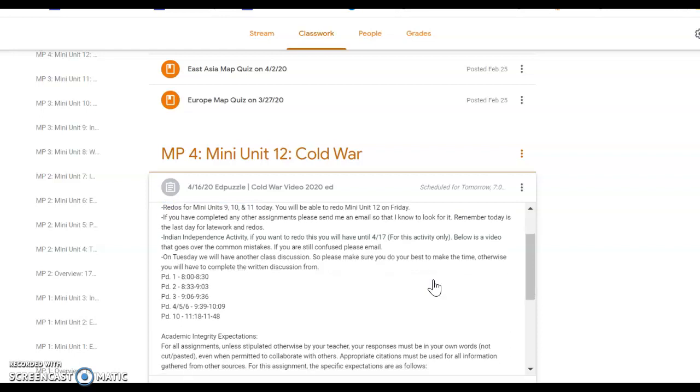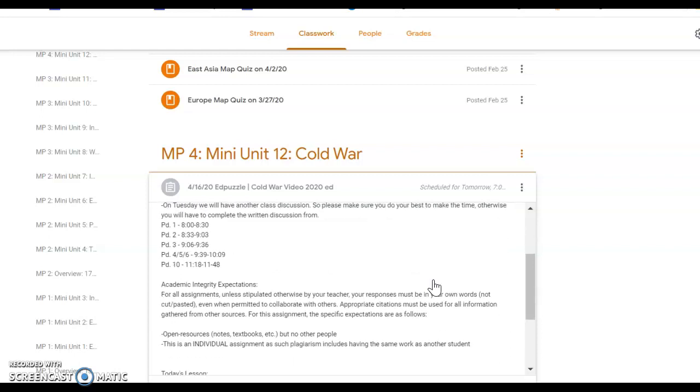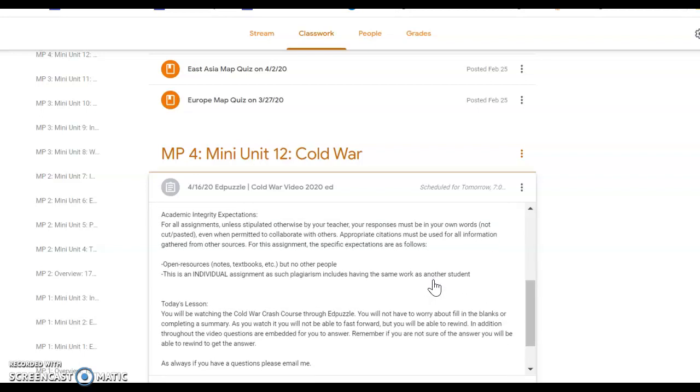All right. Not sure if you've seen the email yet from Ms. Binger, but we've been asked to go over the academic integrity expectations. So for all assignments, unless stipulated otherwise by your teacher, your response must be in your own words, not cut and pasted. Even when permitted to collaborate with others, appropriate citations must be used for all information gathered from other sources. For this assignment, the specific expectations are as follows.